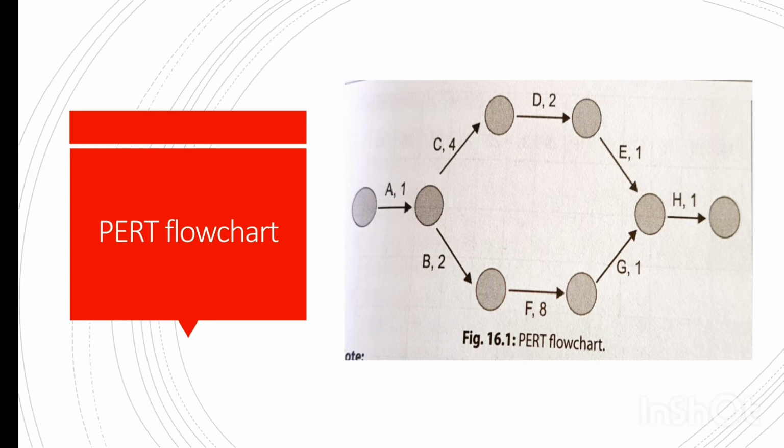Okay, the PERT flow chart shows some circles here. All of you can see those circles. These circles indicate the starting and finishing time of the task.